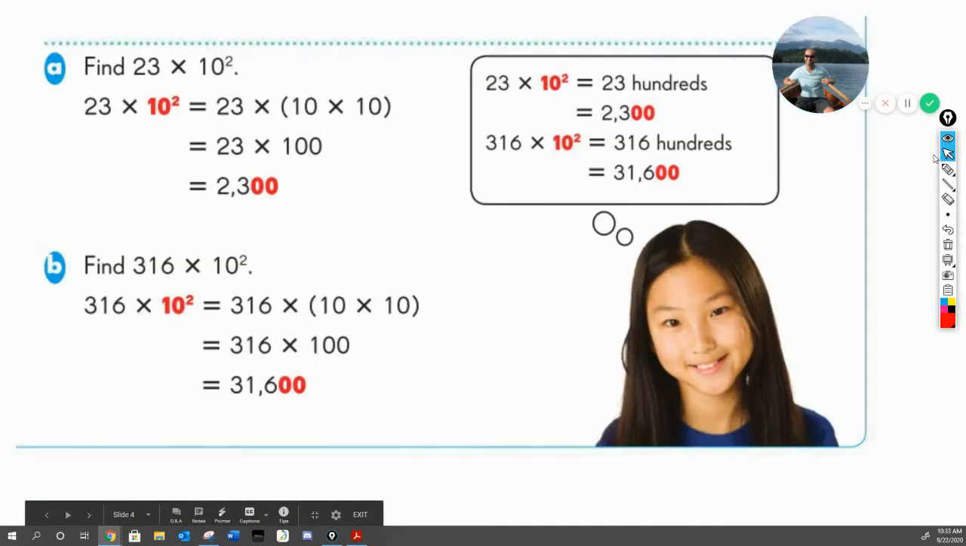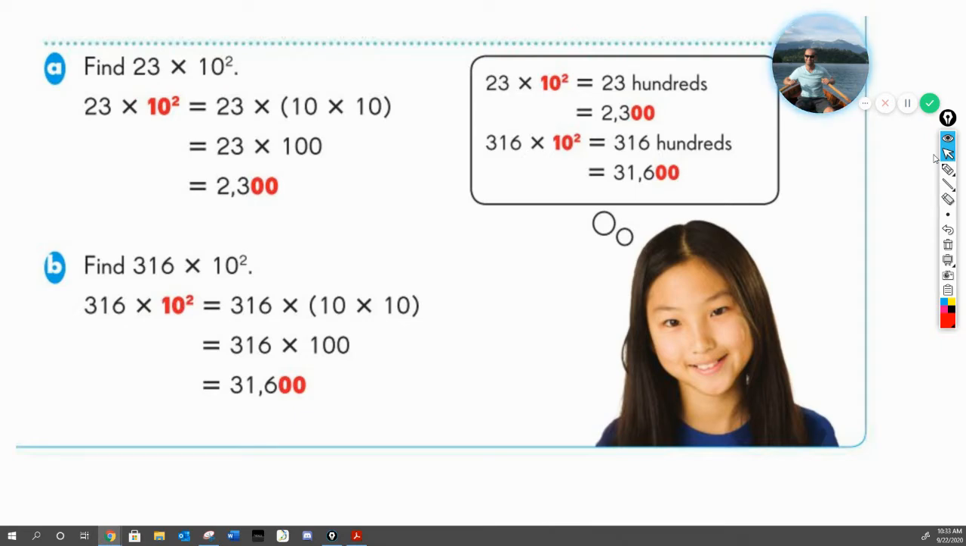So, taking a look here, we're going to use those exponents now and bases to do some multiplication. 23 times 10 squared really just represents 23 times 10 times 10, or 23 times 100. 23 hundreds is 2300. And you can read along and see the same thing down here. 316 times 10 squared, 316 times 10 times 10, 316 times 100, 316 with those two beautiful zeros put there equals 31,600. Very, very natural progression from what we were working on yesterday.